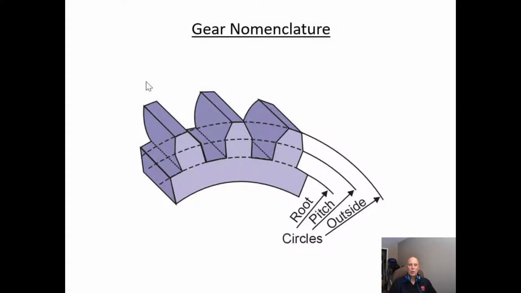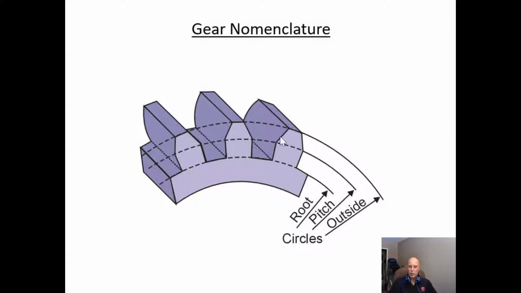Now, some of the gear nomenclature that you need to understand: the outside circle, the pitch circle, and the root. The outside circle is a circle that runs around the top of the teeth. The root circle is at the bottom between the teeth, and the important one is the pitch circle. The pitch circle is where all of the contact between the two teeth should take place.